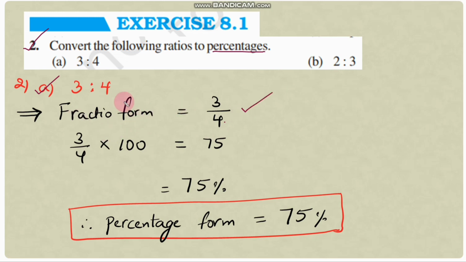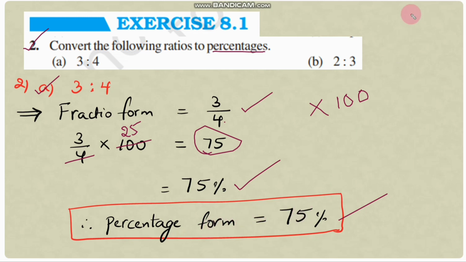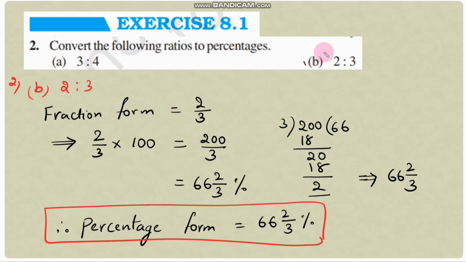Next, we have to convert this into percentage form. To convert a fraction into a percentage, we always have to multiply by 100. So we do 3/4 into 100. Multiplying 3/4 by 100, cancellation happens. Cancelling 4, 4 25s are 100. So 3 into 25 gives us 75. That means it is 75%. So 3:4 is what percent? It is 75%. In percentage form it is 75%. Understood children?